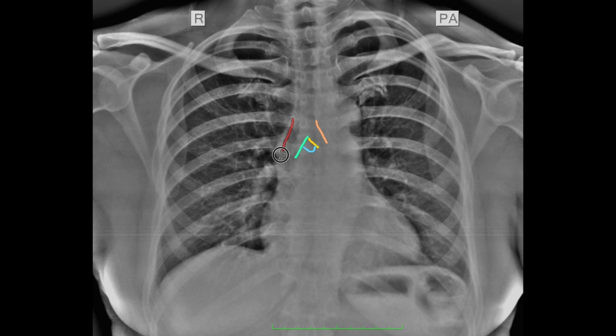Then after the carina, you look at the hilar shadows. These are the normal hilar shadows, and these are formed by the superior pulmonary vein and the inferior pulmonary artery, and this lucency that you see in between is the right upper lobe bronchus.